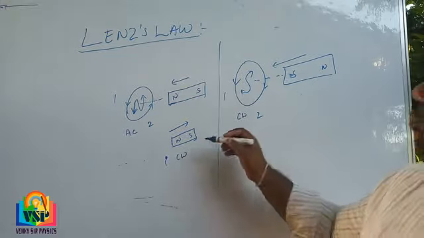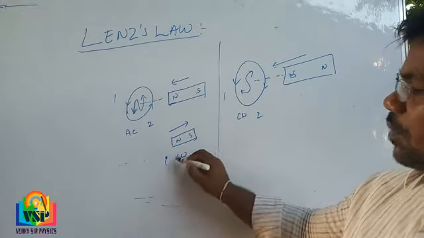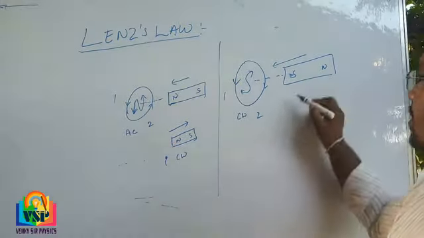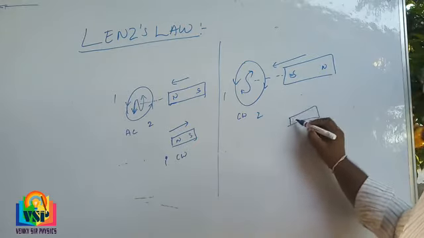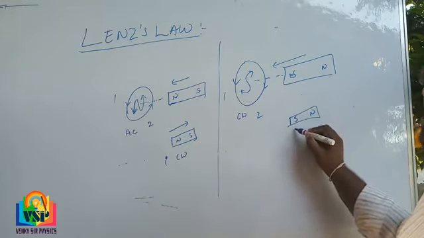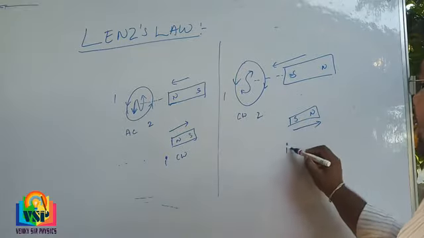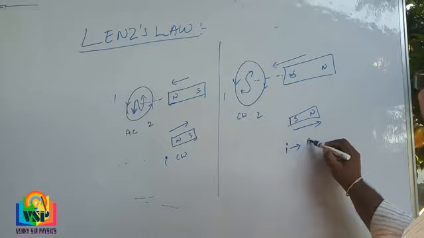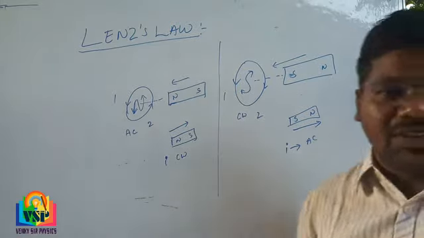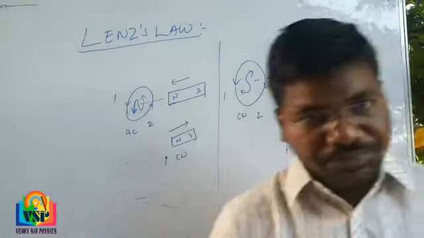It supports the magnetic flux. Here, the south pole is moving away from the coil, which means the current direction is anti-clockwise. Understand?